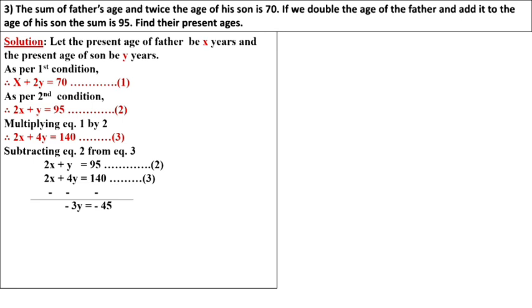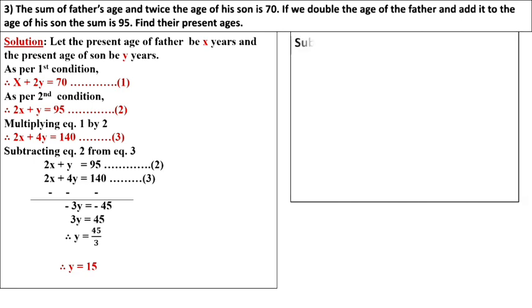we get 45. The minus signs eliminate, y equals 45 divided by 3. 3 times 1 is 3, 3 times 5 is 15, so 3 times 15 is 45. So here we got the value of y equal to 15. Now we'll substitute the value of y in equation number 1. Equation number 1 is x plus 2y equal to 70. The value we got for y is 15.